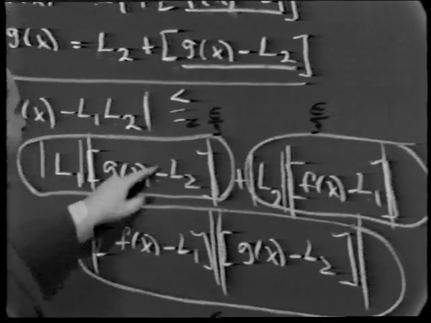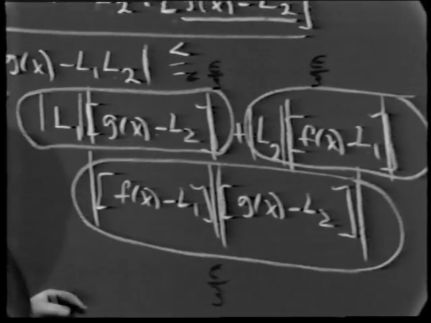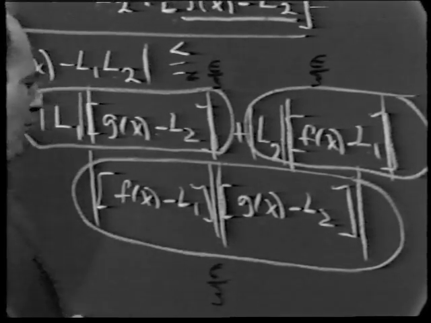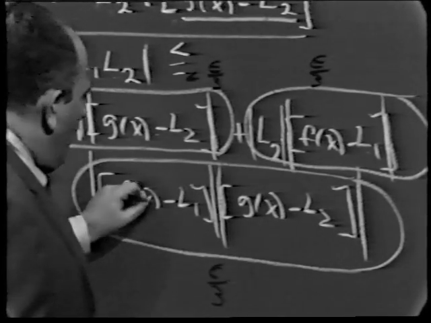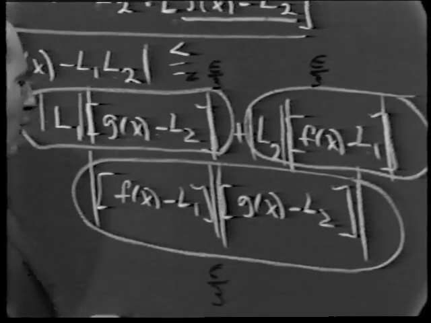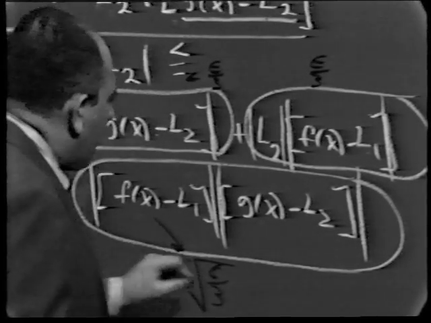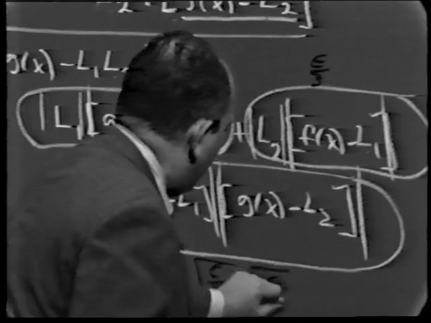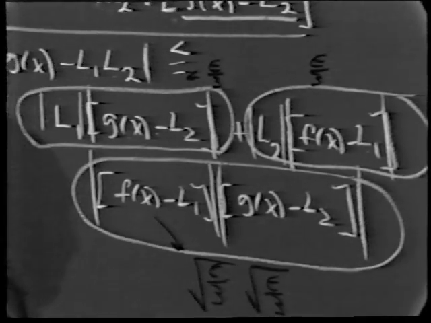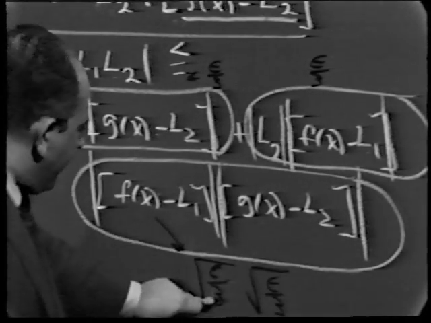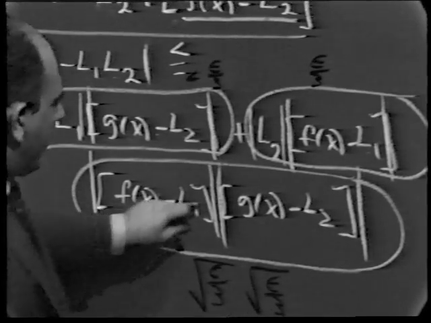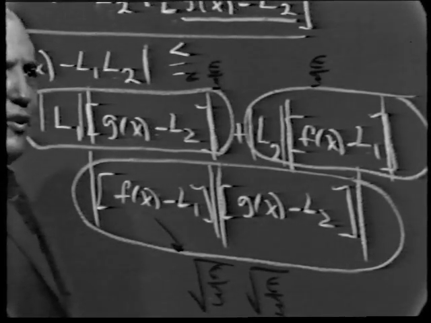Well, I can make these 2 less than epsilon over 3 pretty easily. How do I make this less than epsilon over 3? And the answer is, if you want this times this to be less than epsilon over 3, where these are positive numbers, make each of these less than the square root of epsilon over 3. Then when you multiply these 2 together, if this is less than this, and this is less than this, this times this will be less than epsilon over 3.